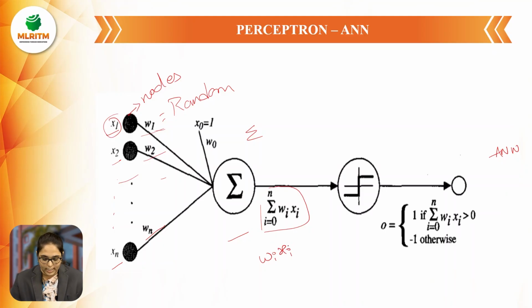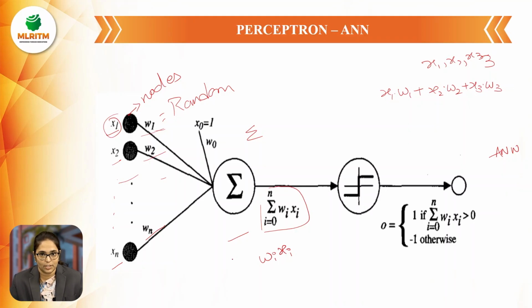So let us consider we have 3 input values, that is x1, x2, x3. So for this, how will we calculate the summation value? x1 into w1 plus x2 into w2 plus x3 into w3. So this is how we calculate a summation function.